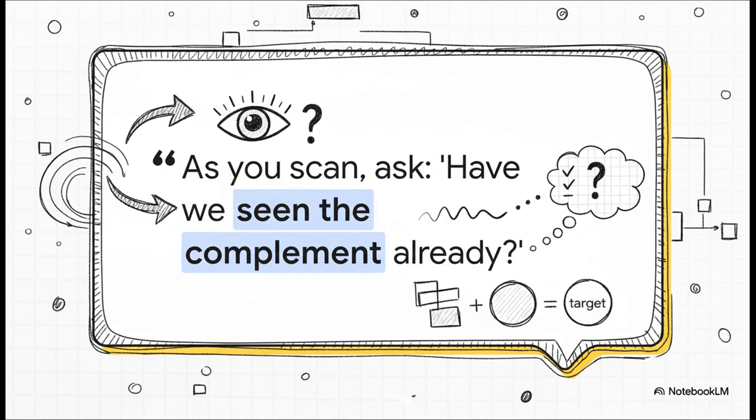As we look at each number in our list, we don't just see that number. We can instantly figure out the other number we would need to hit our target. We call this the complement. So if we're looking at a number x, its complement is simply target minus x. The big question then becomes, have we already seen that complement somewhere earlier in the list?